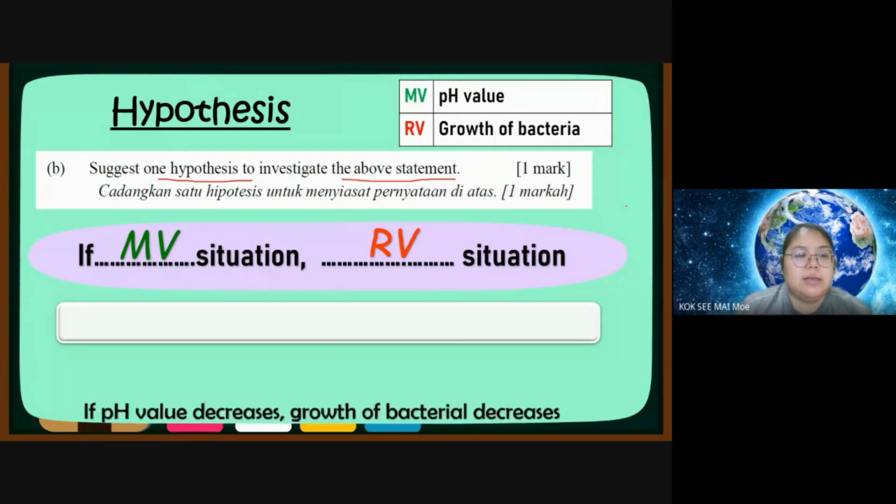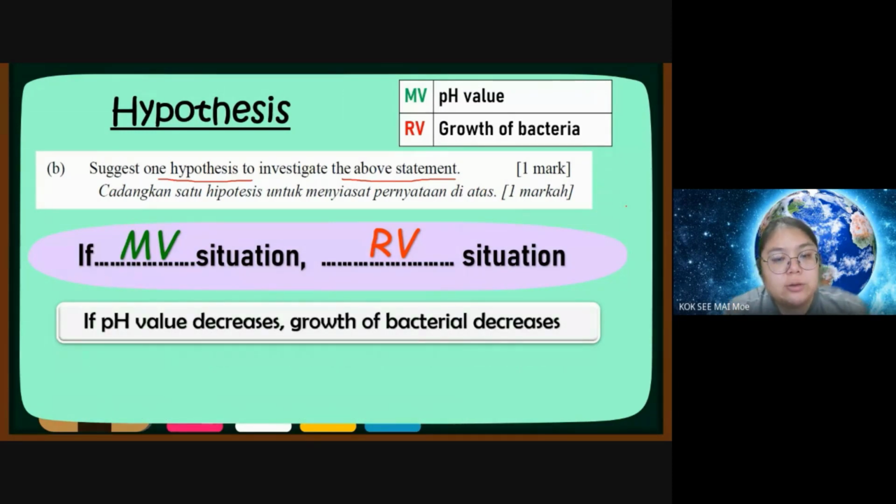So if I join the sentence, it becomes: if the pH value decreases, it depends on you, you can choose increase or decrease, because the question did not mention it. They just say pH value will affect the growth of the bacteria. They never say increase or decrease. So you can say, if the pH value decreases, then the growth of bacteria decreases. Okay, bacteria for this part is the RV. And pH value is the MV. So this one is the situation.